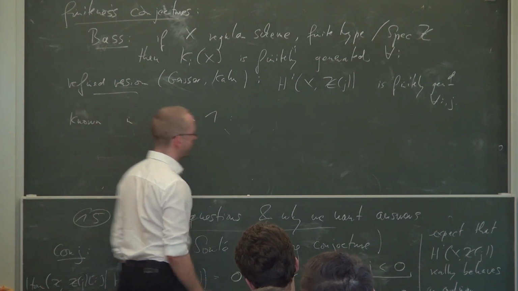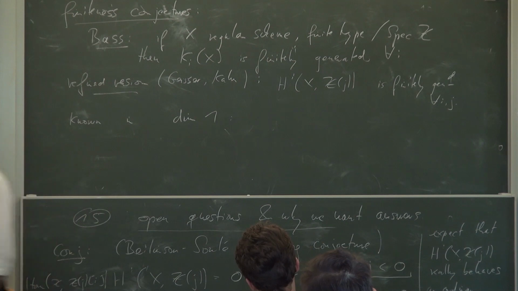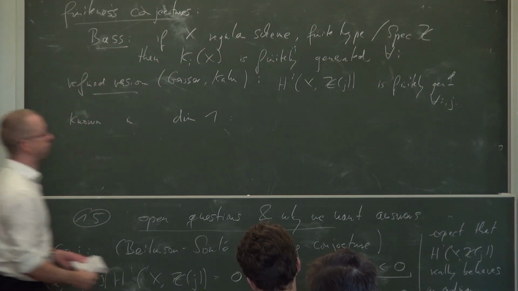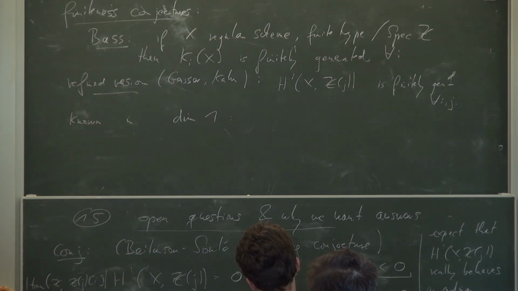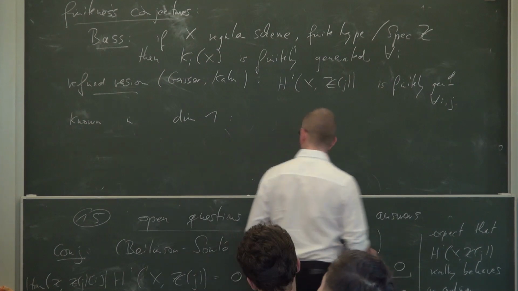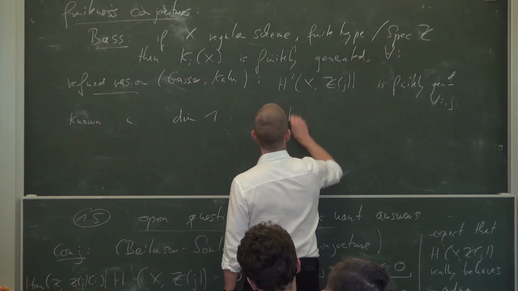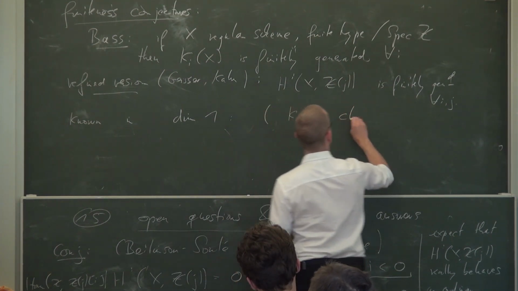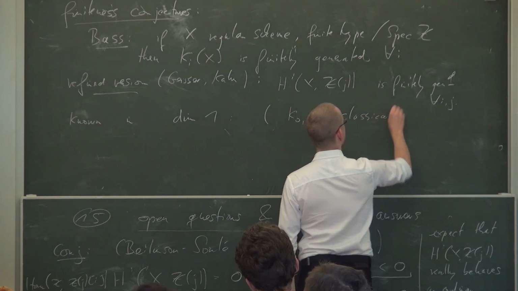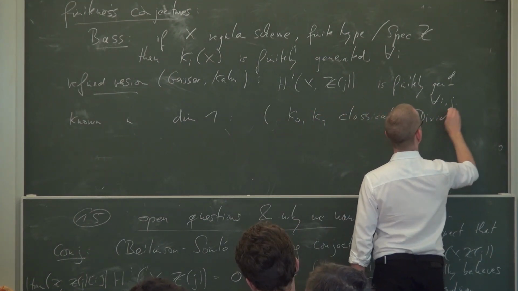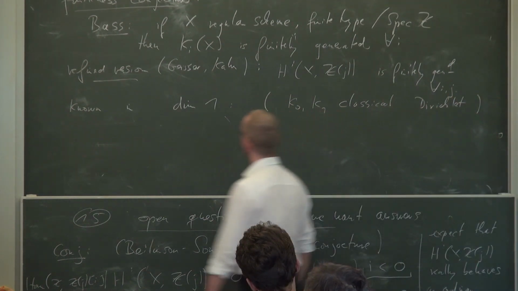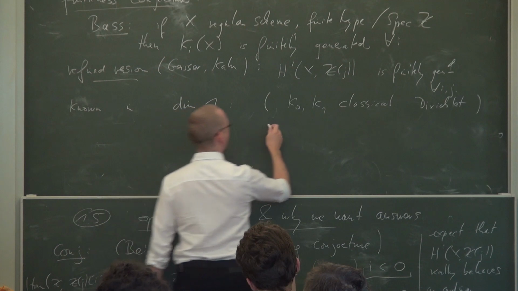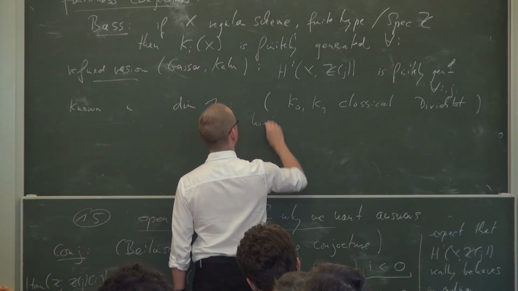Dimension 1 means this can either be a number ring, or it can be the ring of functions on a curve over a finite field. In this case, so for K0 and K1, this would be classical. Dirichlet proved all these things, mostly. And then the higher K-theory, this is Quillen.